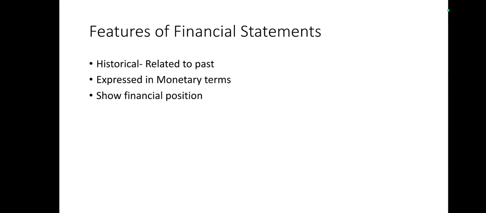For example, debtors. If we record debtors in the balance sheet, we can record that we have debtors of 20,000, 2 lakh, or whatever amount. Then it shows the financial position. The balance sheet shows the financial position of the firm. The cash flow statement shows the position of cash. So basically, the financial statements show the position.